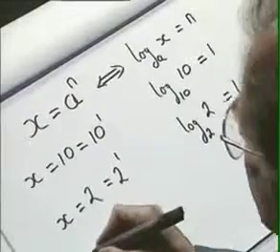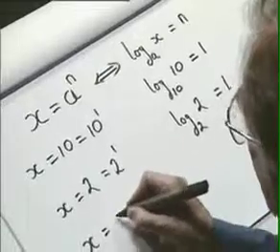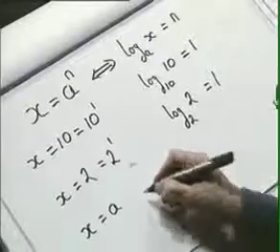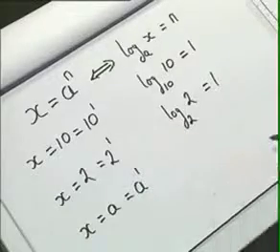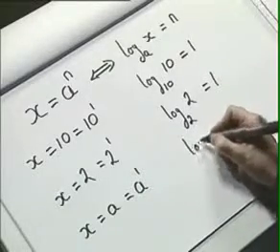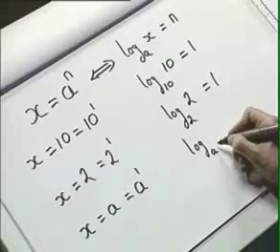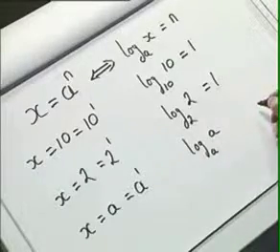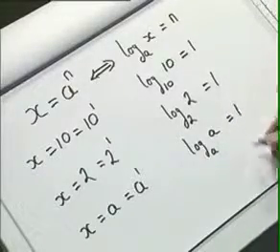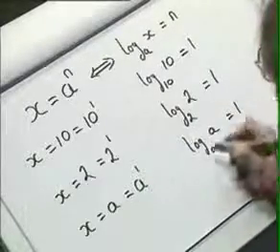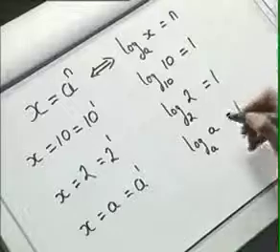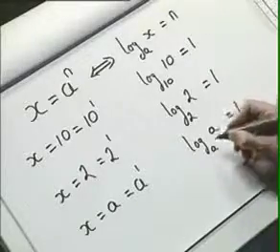So let's make that general. If x were equal to a, then we know that we can write that as a to the power 1. And so the log to base a of a is therefore 1. And this gives us a general rule that works for any of our base numbers a.